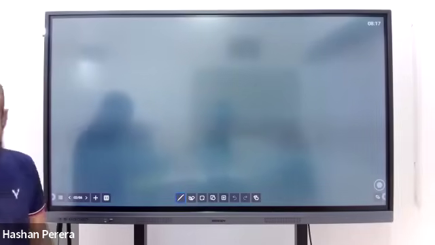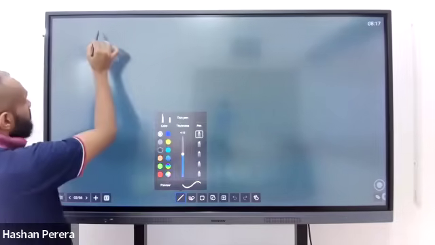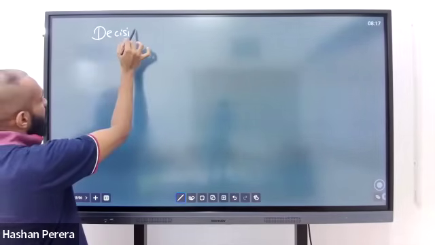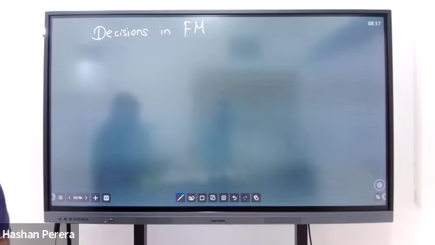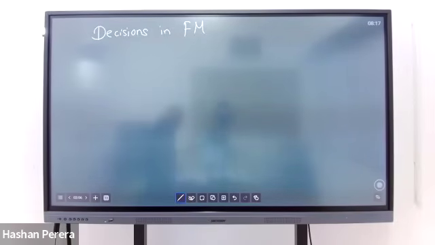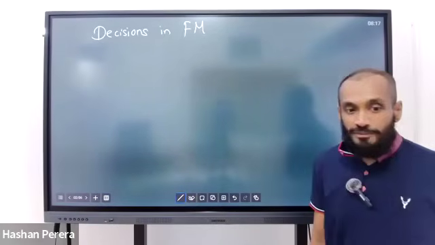One of the major areas: decisions in financial management. This is the next main area we are introducing, decisions in financial management.